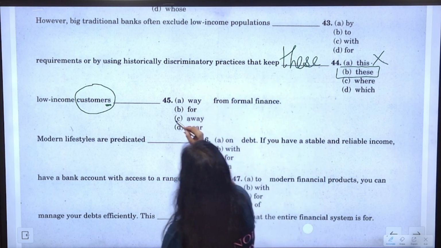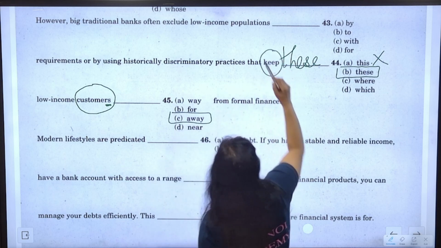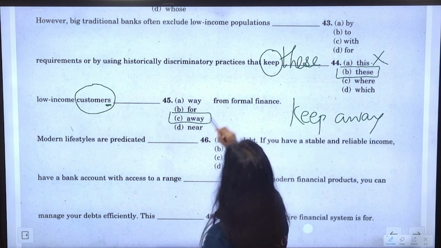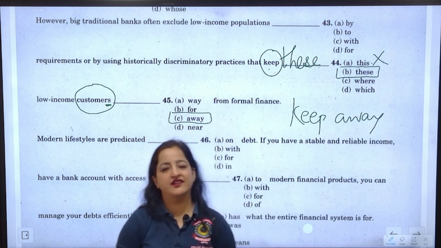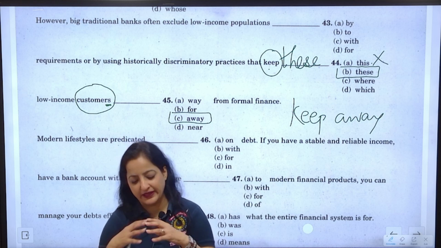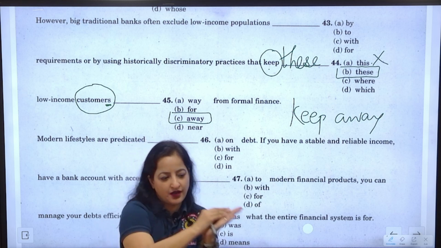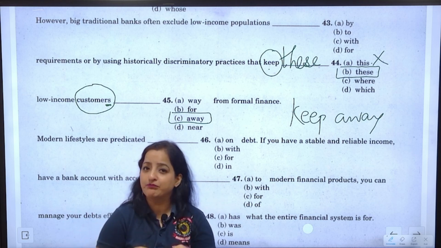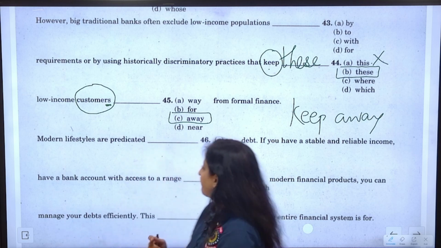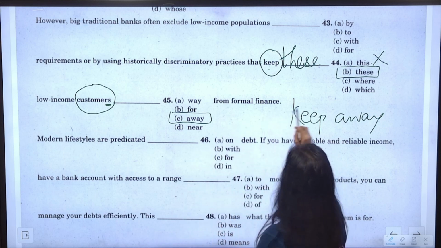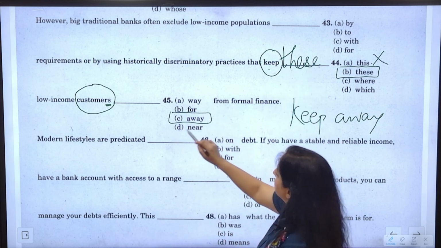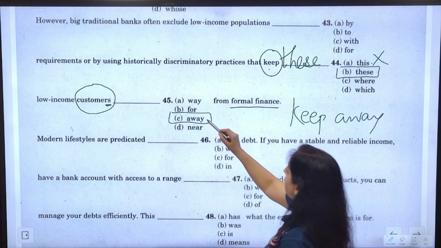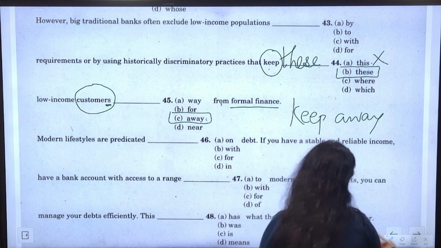Why away? Because of the word keep away. Do you see how this away is linked to this? I said they're closely related, really very closely knit. So either ahead or before, a line forward or backward, you have to keep going back and forth, to and fro. So keep these low income customers away from formal finance. Away from goes together.